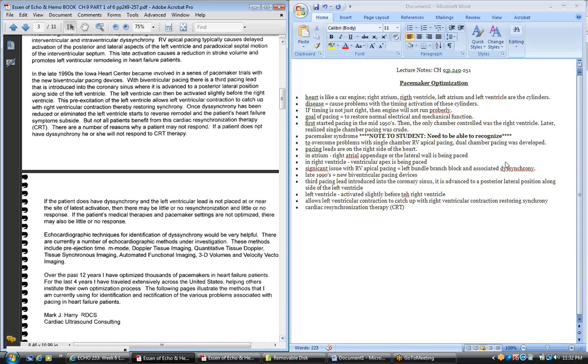Also, I do want to make sure that you're fully aware that that third lead is introduced into the coronary sinus and goes into a posterior lateral position alongside of the left ventricle. It does not go into the chamber itself. It goes through the coronary sinus. And the job of the third lead is to allow left ventricular contraction to catch up with right ventricular contraction, and it is referred to as CRT.